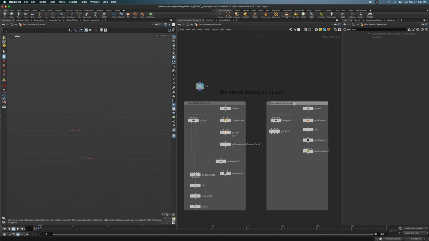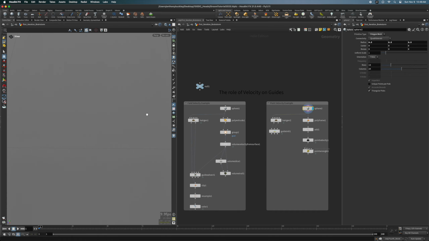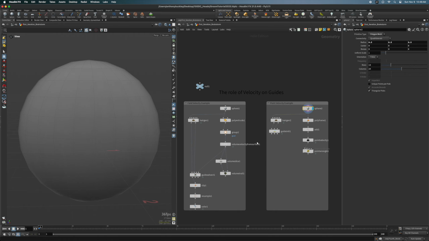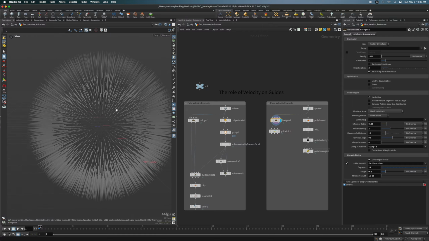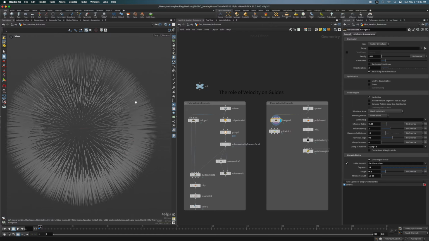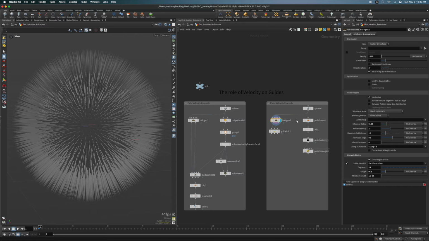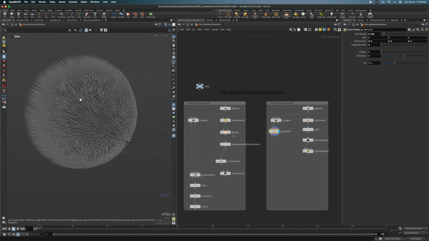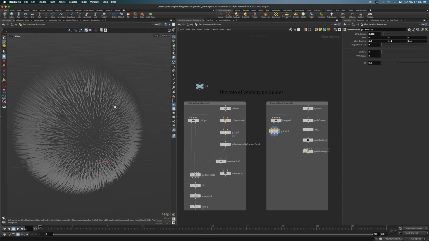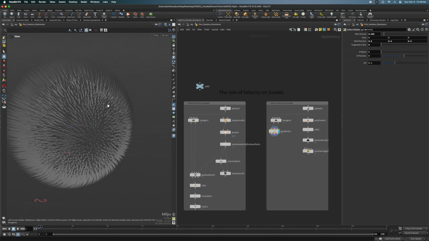Moving to this first example here of the point velocity, I'm just going to take a sphere and I want to grow out some curves using the hair gen node. This is simple enough. Now, if I want to use this guide initialize, I get some sort of results, but it is not clear how I got these results just yet.